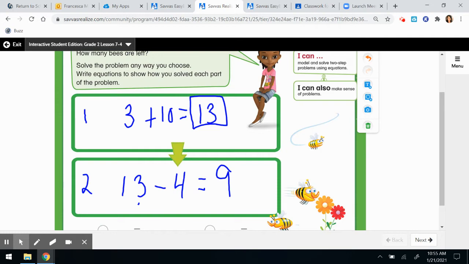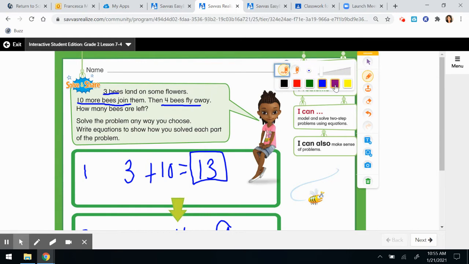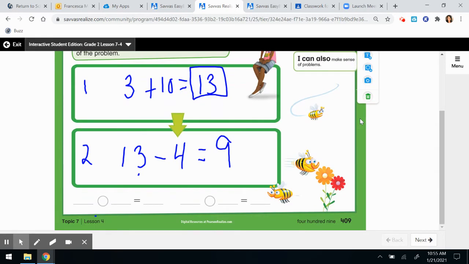We could even draw this as a picture, and I will do that. You don't have to draw this part with me, but I do want to show you what it would look like. So there's 3 bees on the flowers. Those are my 3 bees. Then 10 more bees come, and they say, hi, we want to come and hang out with you. 1, 2, 3, 4, 5, 6, 7, 8, 9, 10. Now I have all of these bees. I had the 3 that I started with and the 10 that came. Altogether, now I have 13 bees.